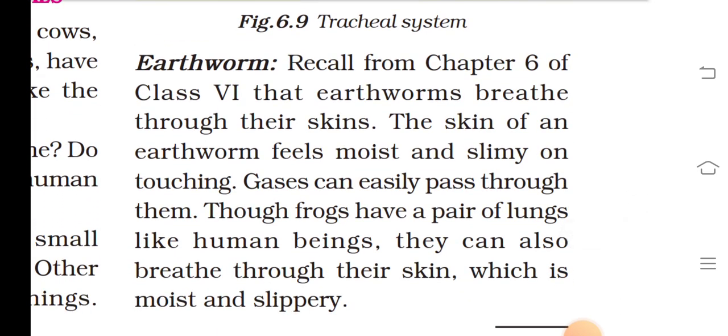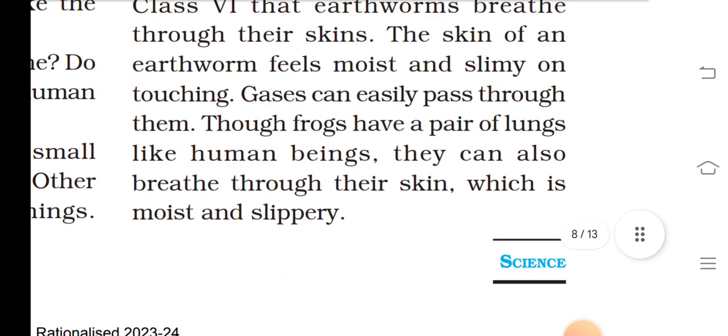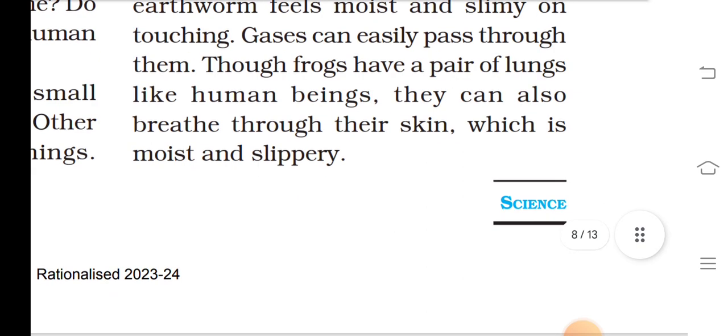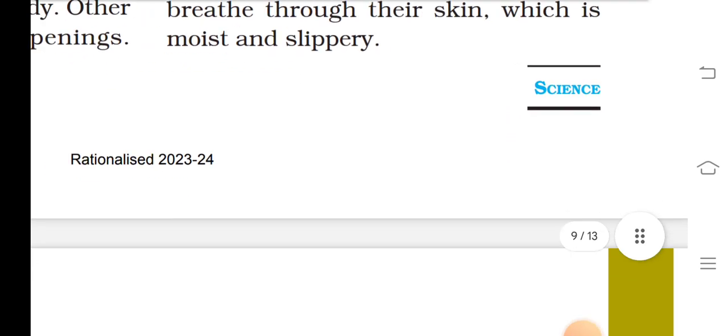Recall from chapter 6 of class 6 that earthworms breathe through the skin. The skin of an earthworm feels moist and slimy on touching. Gases can easily pass through it. Though frogs have a pair of lungs like human beings, they can also breathe through their skin, which is moist and slippery.